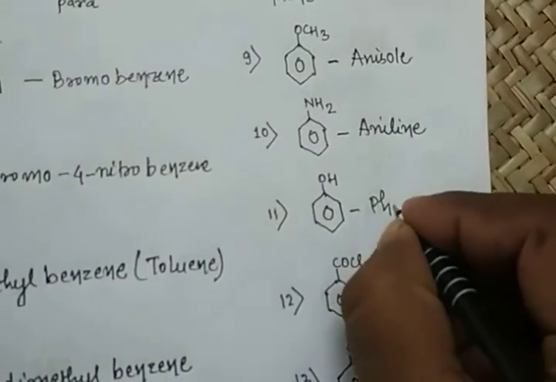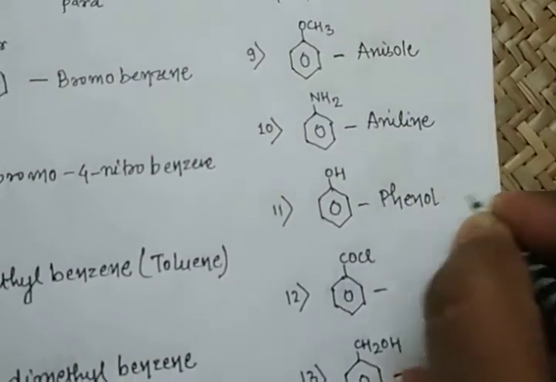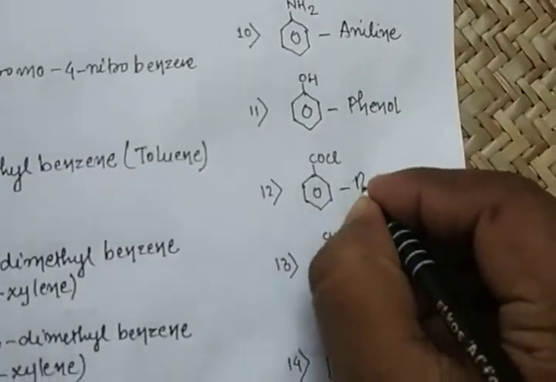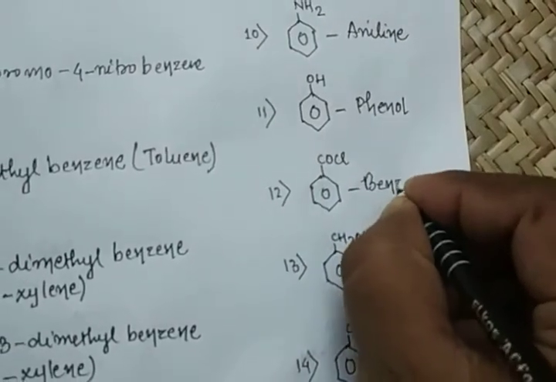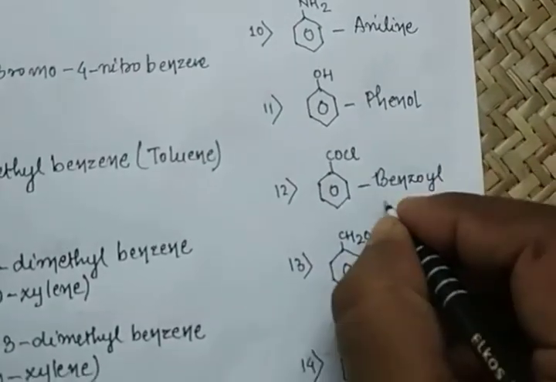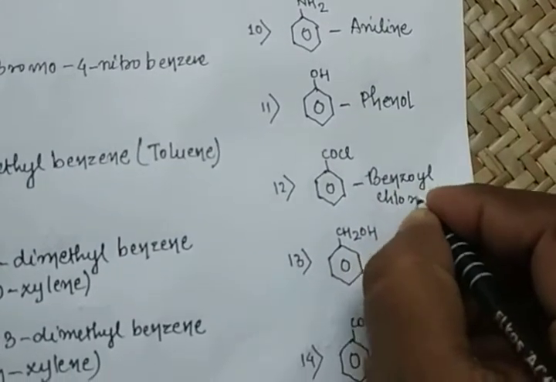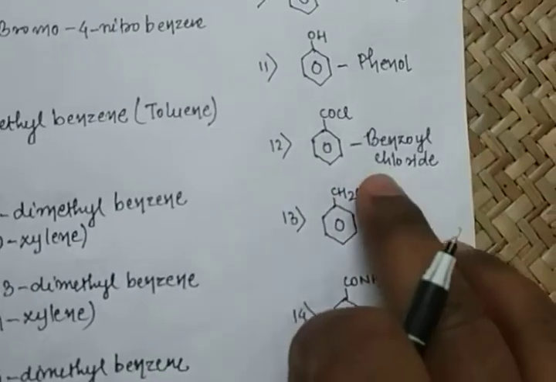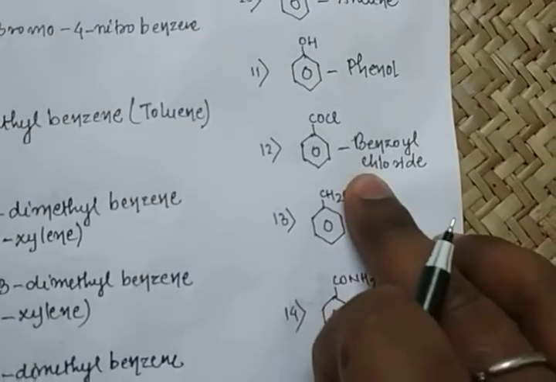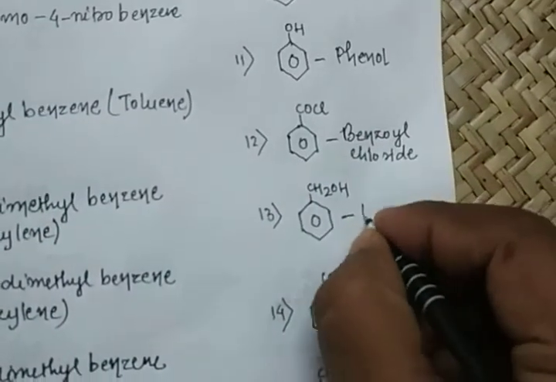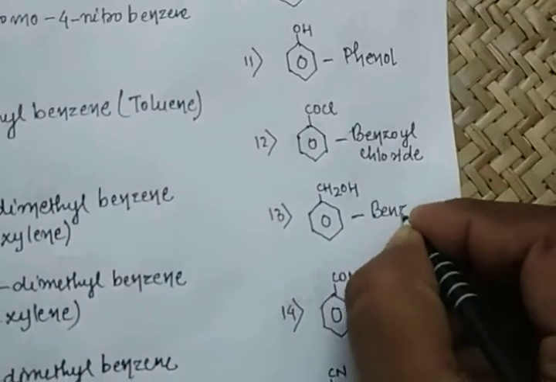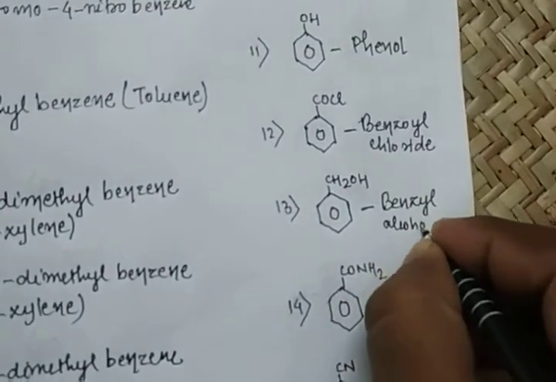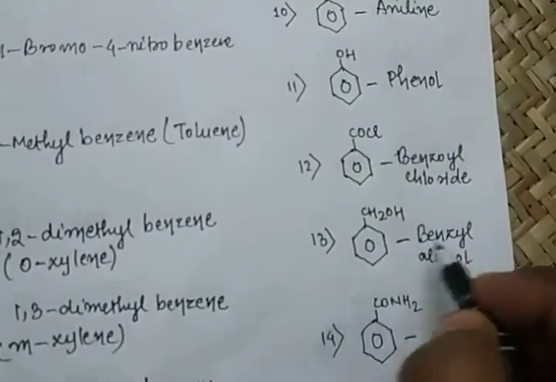Ring attached with OH group, it means phenol. These are all IUPAC names. Ring attached with COCl group. This is benzoyl chloride. Just learn that. Okay, these are all important. Suppose ring attached with CH2OH group. Ring attached with CH2 means benzyl. And OH group is there, it means alcohol. This is benzyl alcohol. This is a phenol and this is a benzyl alcohol.